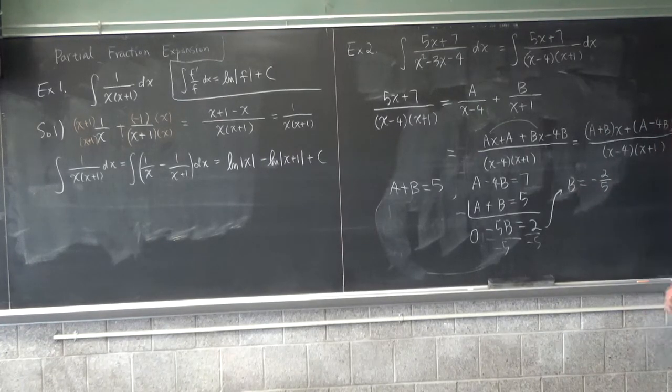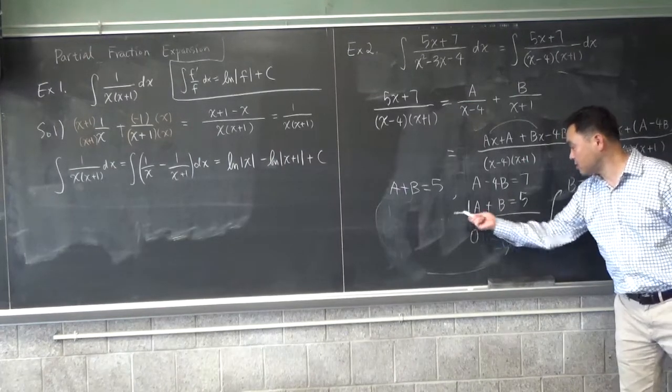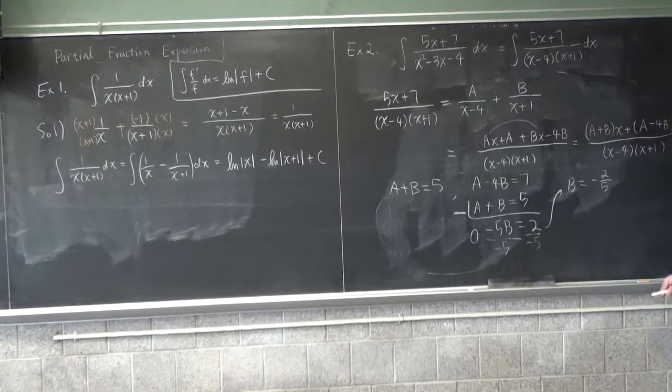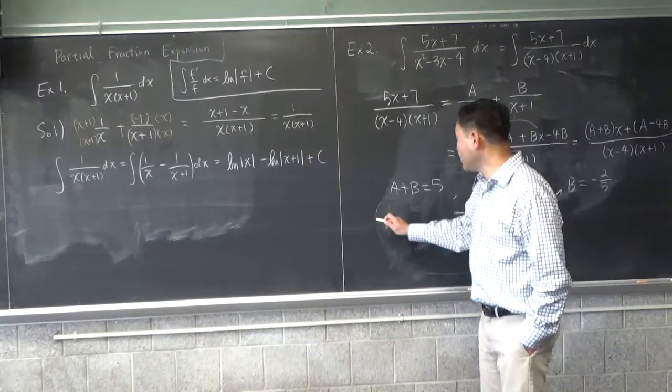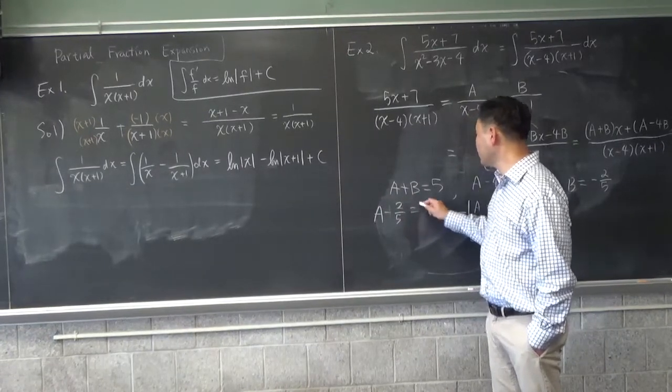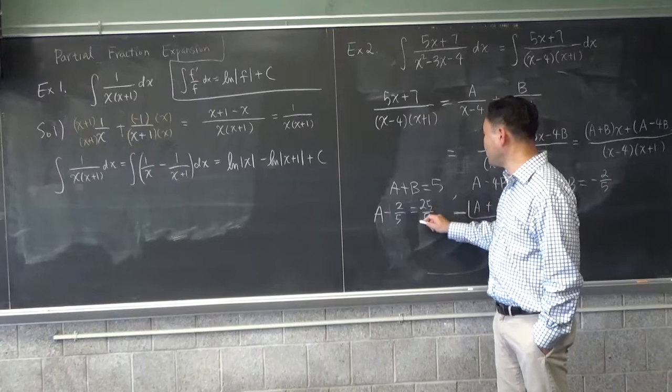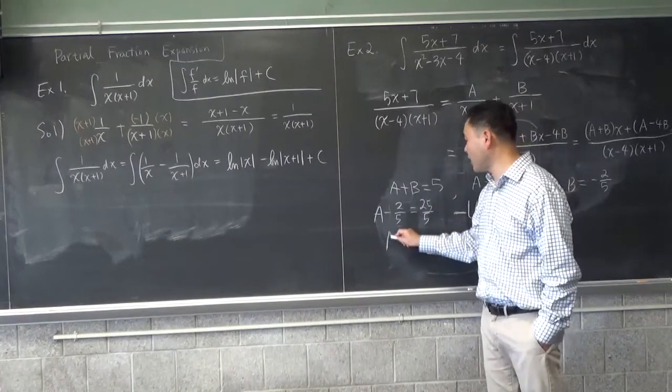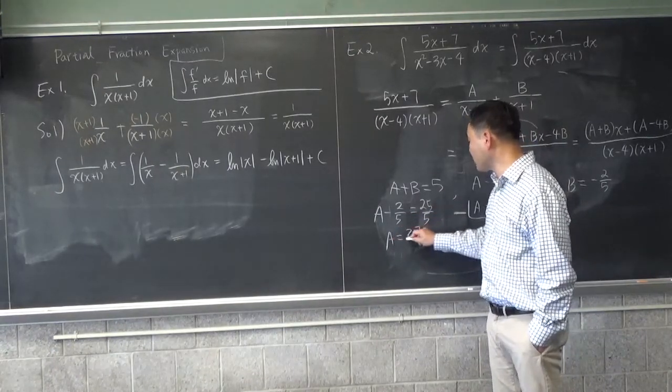Wait, if you're doing negative 4b plus b, would it be negative? No, minus. Subtracting. Okay. All right, and then you plug this in here. You get a minus 2/5 equals 25 over 5. So if you move this to the other side, you get a equals 27 over 5.